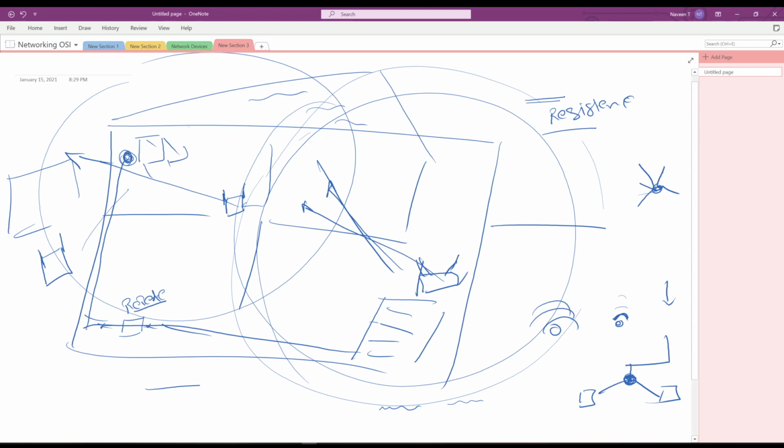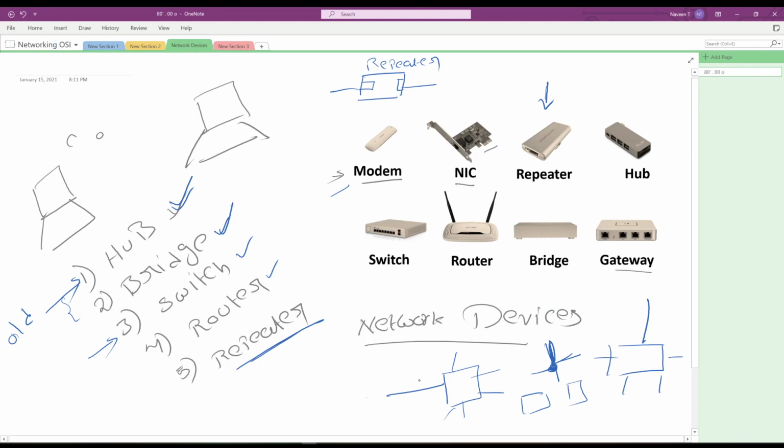Okay, this is bus topology, connecting multiple stations to a bus. We'll see the bus topology and the star topology.